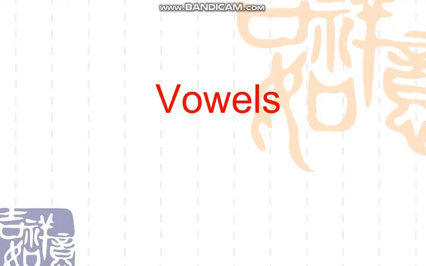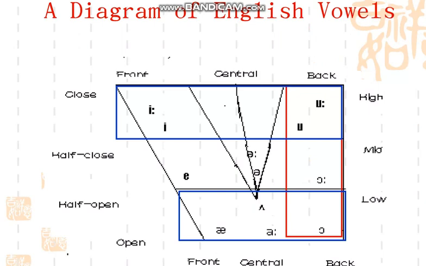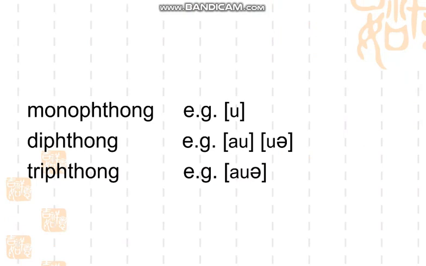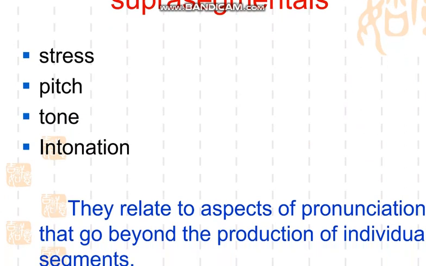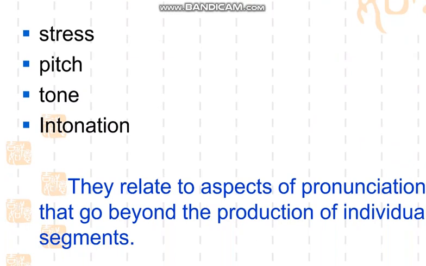Again, we will discuss vowels. This diagram shows the positions of the English vowels, and they are divided into three: monophthongs, diphthongs, and triphthongs. There are also suprasegmentals, which include stress, pitch, tone of the word, and intonation, and they relate to aspects of pronunciation that go beyond the production of individual segments of the word.